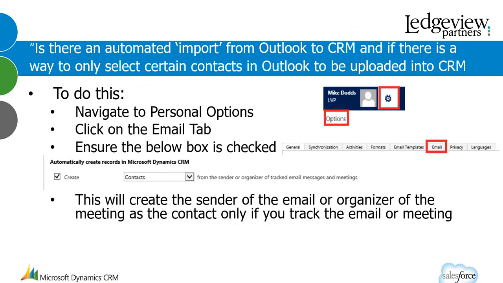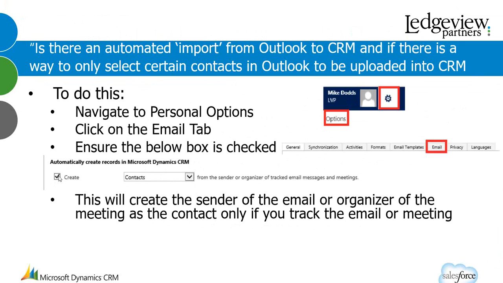To do this, under your personal options within CRM, as you see on the right-hand side, next to your name is a little gear button. When you click that, then click on Options, it will bring up Personal Options. If you go to the Email tab, just right here, it'll bring up a bunch of settings. The main one to look at is automatically create records in Microsoft Dynamics CRM.